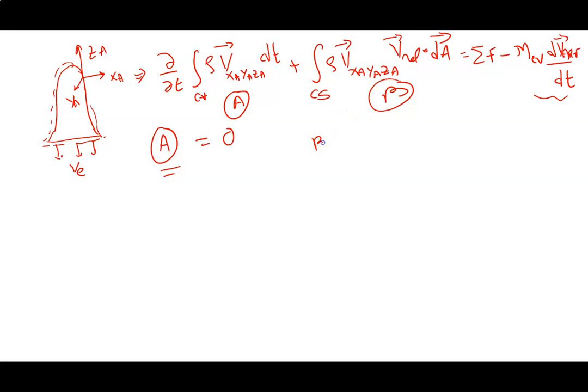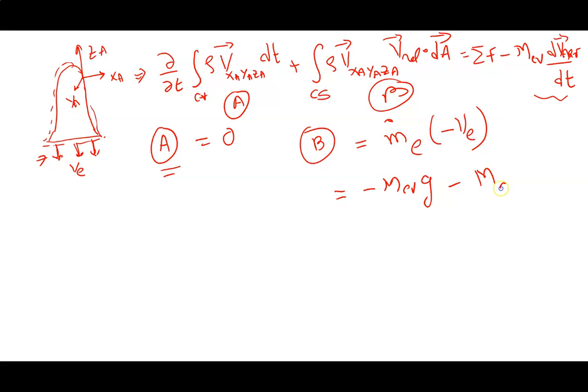If I take term B, on the other hand, there's only outflow taking place right at this exit station. So this is simply going to be m dot E times negative V_E. This is the velocity with which the fluid leaves the rocket as observed by an observer sitting on the rocket. So that is m dot E, and it's pointing in the negative z direction. That's why it's negative V_E. And this has to equal, on the right hand side, m_CV times, in this case, dV_z/dt. This is simply the velocity of the rocket.